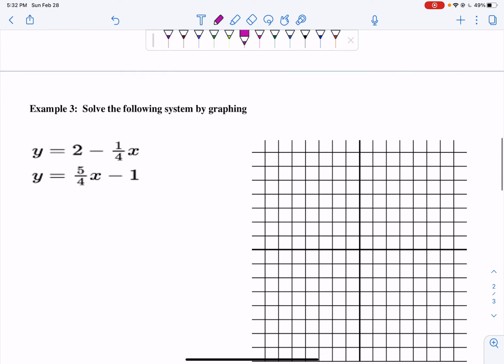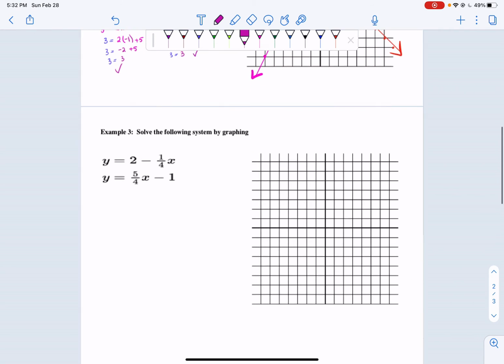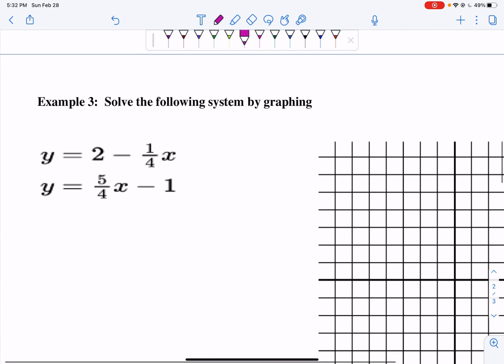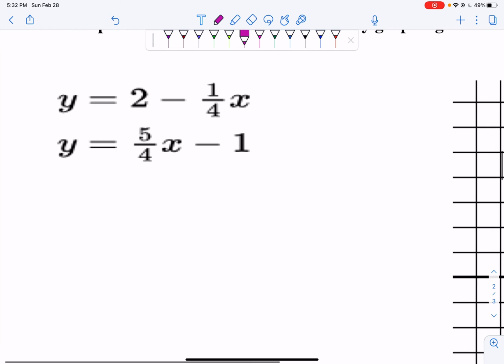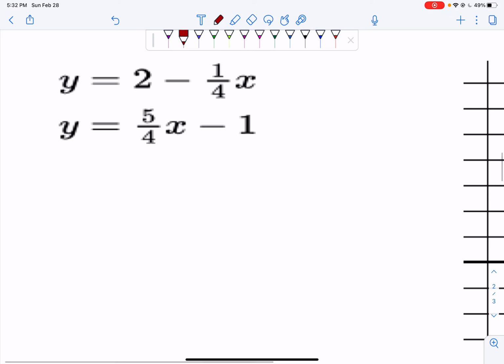Let's go on to our next example, where we have to solve it again by graphing, but we don't have to check our answer. So in my first equation, I have y equals 2 minus 1/4 x. In my second equation, I have y equals 5/4 x minus 1. So the first thing I'm going to do is rewrite these equations. So I have y equals 2 minus 1/4 x. And then I have y equals 5/4 x minus 1.